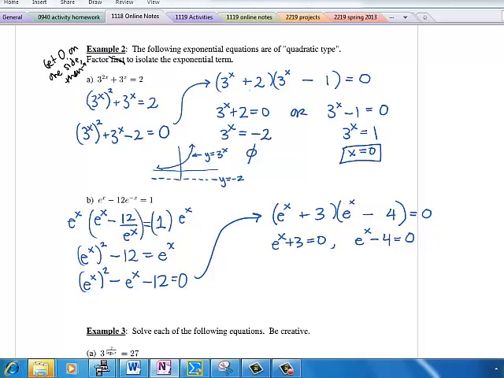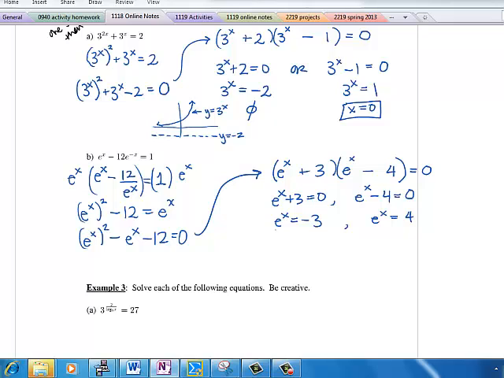This will be similar to what we just saw. So we'd have e to the x equals negative 3, or e to the x equals 4. And again, same as what we saw, 3 to the x can't be negative 2. E to the x can't be negative 3 because e to the x is always above 0. So that's not possible.